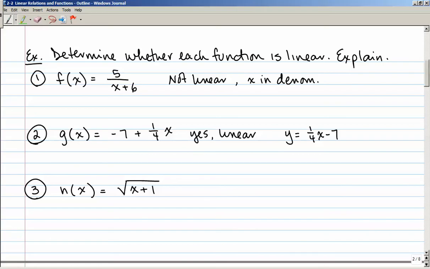And number 3, h of x equals the square root of x plus 1. And this is not linear because a square root is actually the same thing as having an exponent of 1/2. If you were to graph that on your calculator, you would get something that looks like this. It's kind of like half of a sideways parabola.